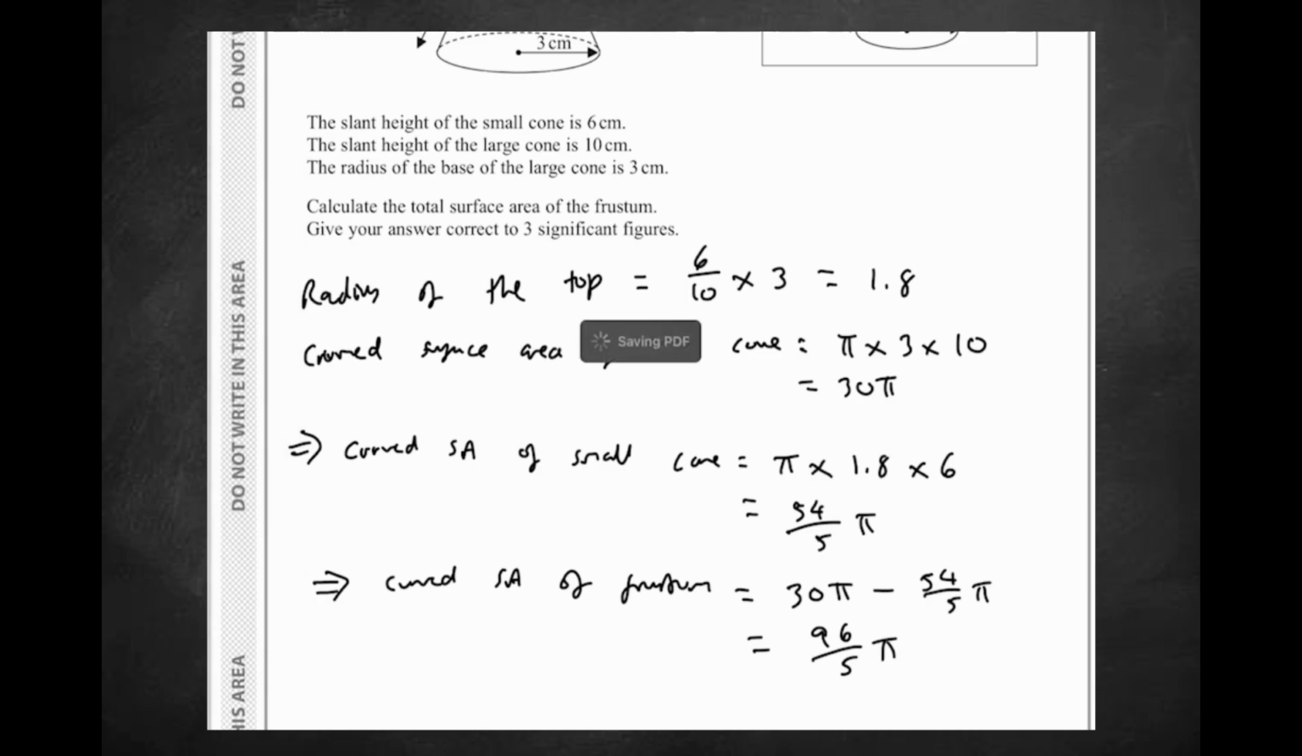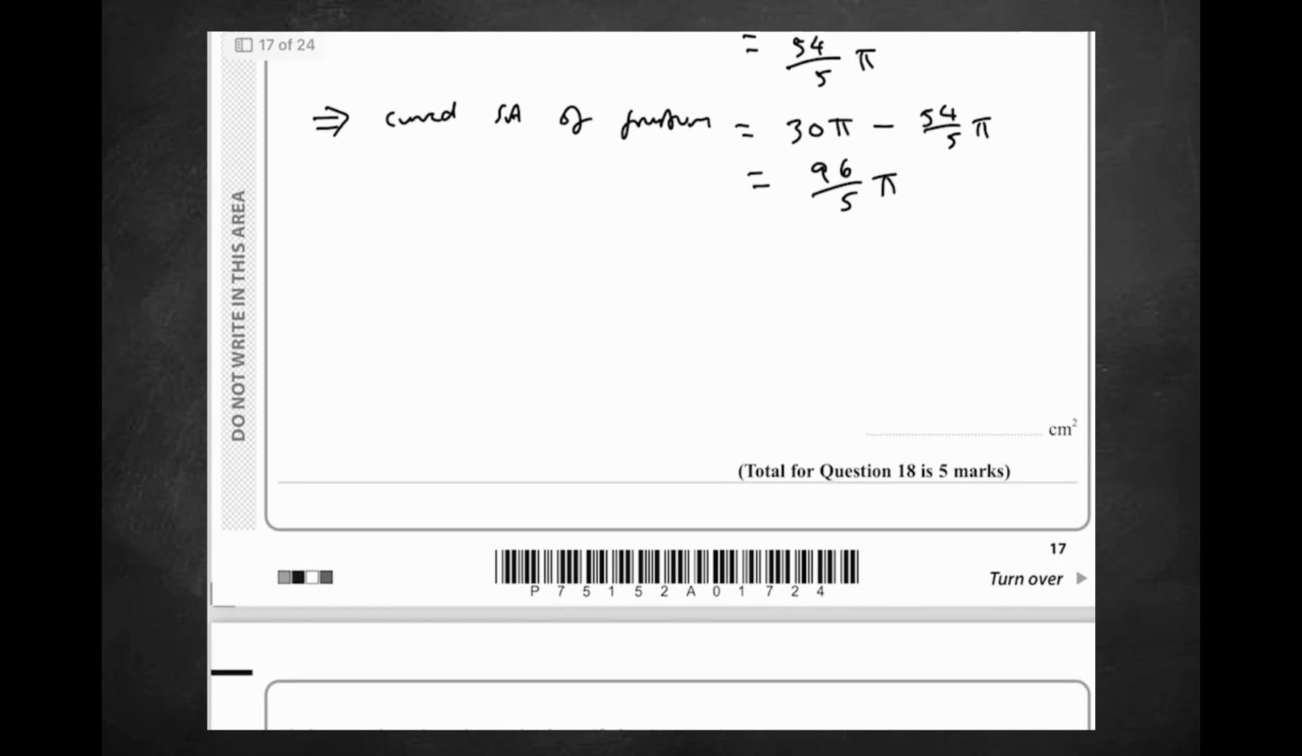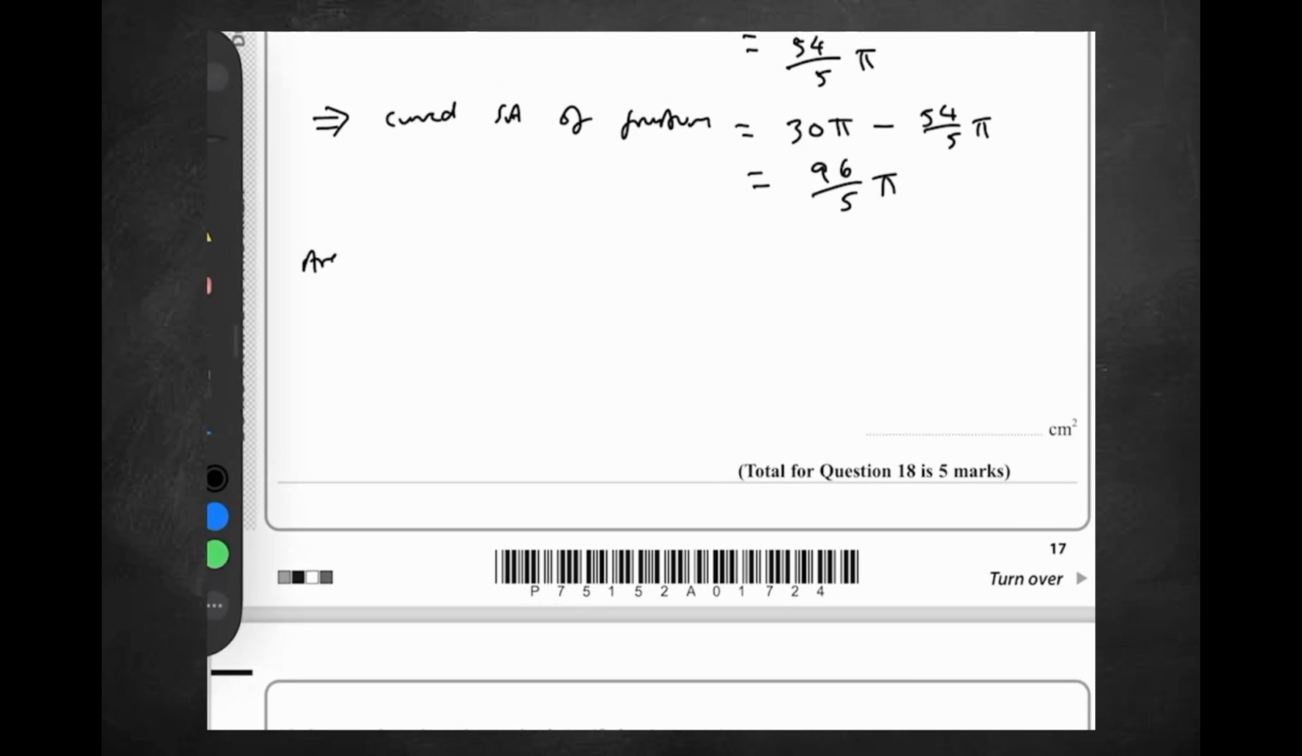Then we need to add on the area of the base and the area of the top. So area of the base is just going to be pi r squared, where r is 3, so 9 pi. And the area of the top we worked out earlier. No, we didn't. We worked out the radius earlier. It's going to be pi times 1.8 squared. So 1.8 squared is just going to be 81 over 25 pi.